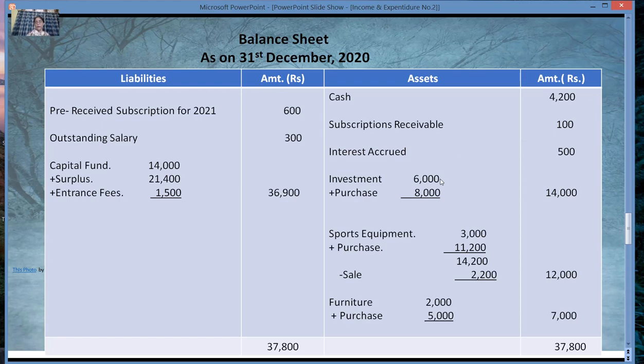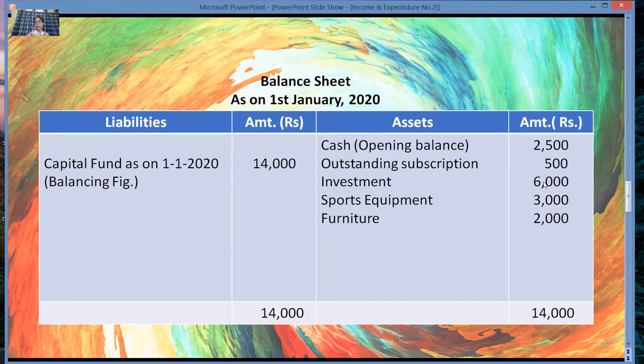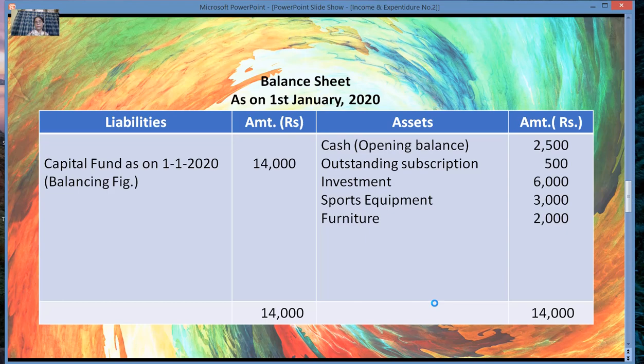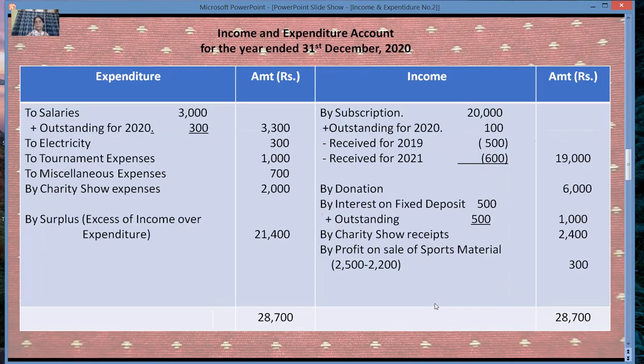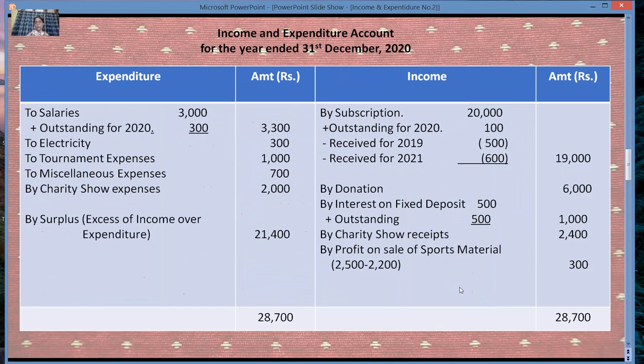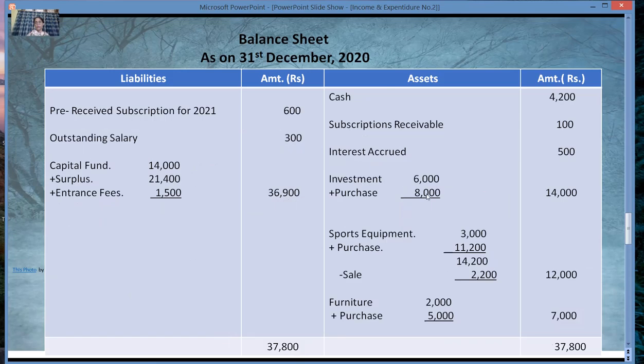Now, if you remember your opening balances, investment was 6,000, sports equipment was 3,000, and furniture was 2,000. So that is taken. Now, if you see from the receipts and payments account, sports equipment purchase was 11,200, furniture was 5,000, and investment was 8,000. So this was purchased, that is to be added to your opening balances. So investment was 8,000, that is added. Sports equipment purchase was 11,200.